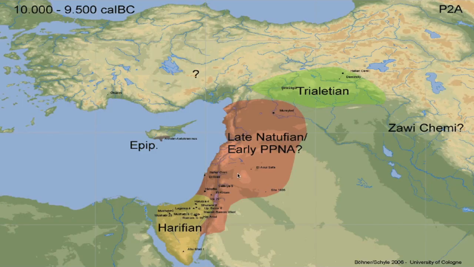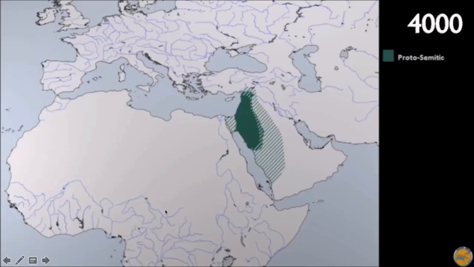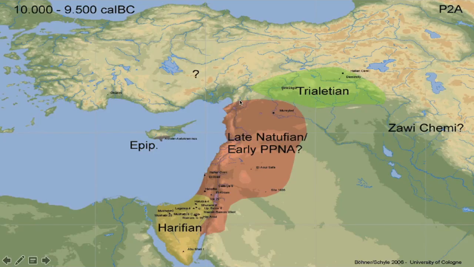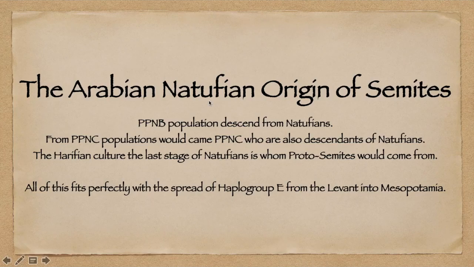So here is the Harifian. Right here it will be in Sinai. And here's the late pre-Pottery, here's the late Natufian and the early PPNA. All of this is in the Levant. All of this is where Proto-Semitic would originate. And this fits exactly with what? The Proto-Semitic region, originating in 4000 BC. See, all of it is coming together.